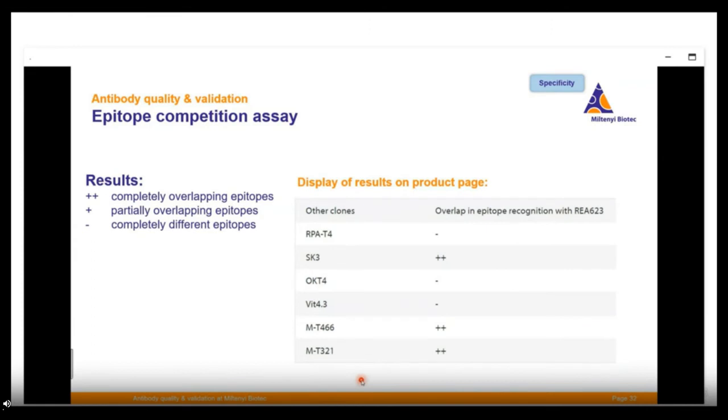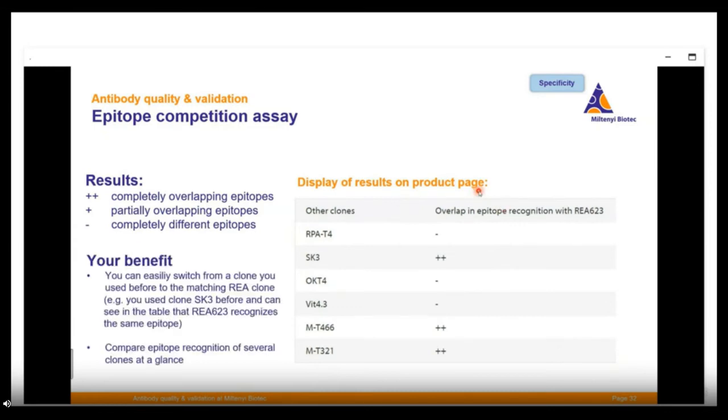On our product page where we have this kind of data, you will be able to see, compared to the existing hybridoma clone, how our REAffinity clone is performing in terms of epitope recognition. What is the benefit here for you? You can easily switch from a clone that you were using before as a hybridoma, and you can find the matching REAffinity clone for your research. And you can trust this because they are basically recognizing the same epitope. You can also compare the epitope recognition of several clones at a glance. So this data is actually valuable for you also to see the other clones' performance.